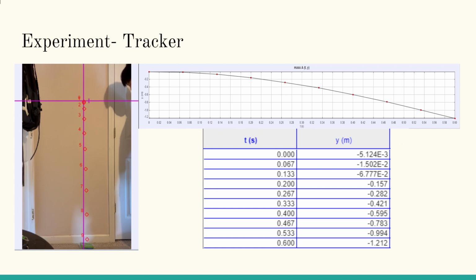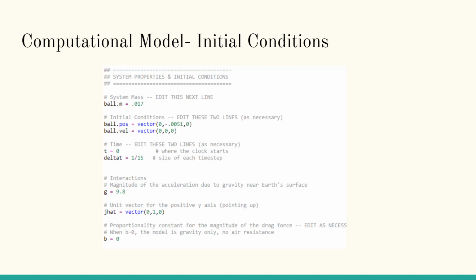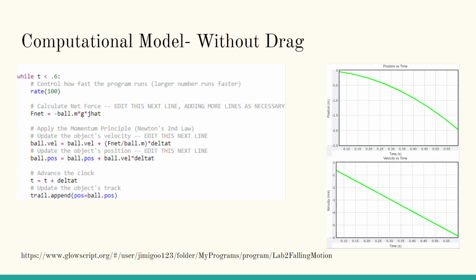Using Tracker, I also found the initial position of the sponge and used it in my computational model. For the initial conditions of the computational model, I set mass equal to 0.017 kilograms, as that was the weight of the sponge. Initial position is negative 0.0051, and initial velocity is 0, as the object is at rest. Delta t was set to 1 over 15, as my camera recorded 15 frames a second. This part of the code is for the code with no drag, so b is set to 0 and gravity is set to 9.8. I ended my code at 0.6 seconds, as that's when my Tracker data stopped.